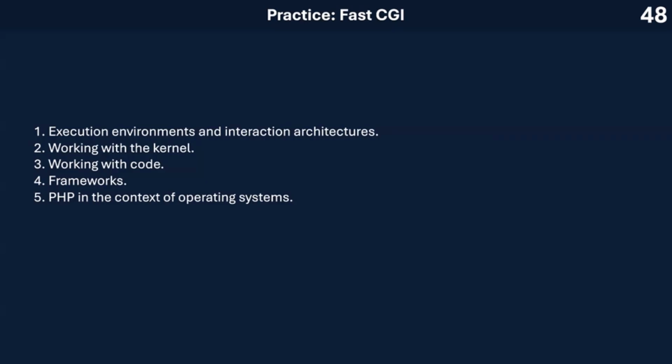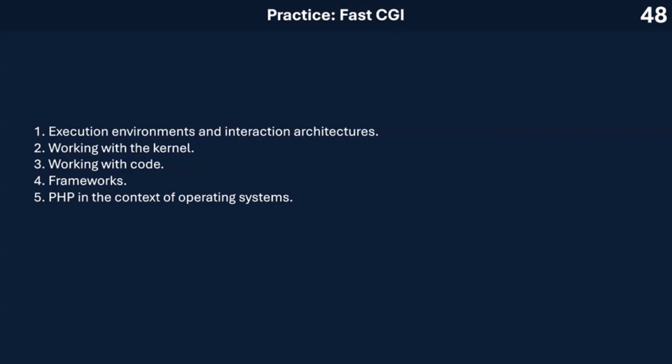The first is execution environments and interaction architectures. This area may include topics such as console utilities in PHP, web implementation on Nginx and php-fpm, and also web built on alternative approaches such as RoadRunner, AMPHP, or Swoole. The second is working with the core. This may include implementation stages, methods for acceleration and optimization, and working with core functionality extensions.